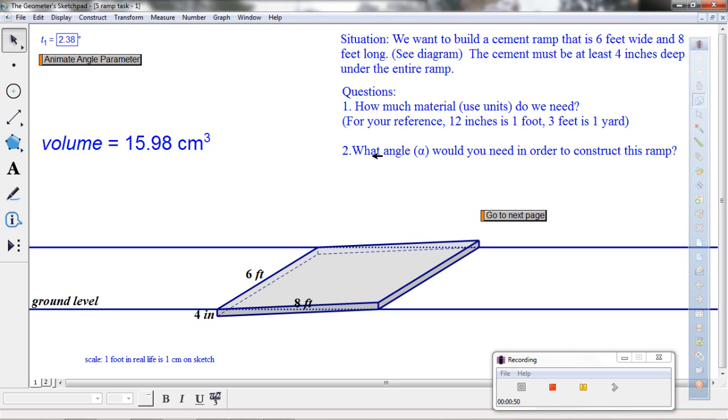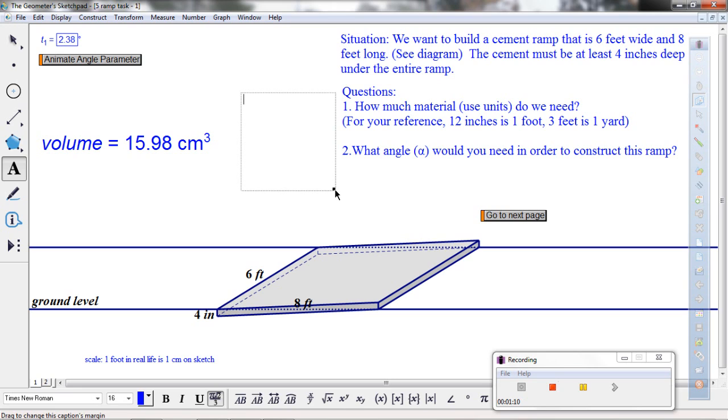The second question is, what angle would you need in order to construct this ramp? So we're looking at the angle here, which in order to do this problem, students would need to know about tangent and trigonometric functions in a right triangle from at least their geometry class. So they would say tangent of the angle equals opposite over adjacent. So then they could tell you that the opposite of the angle would be 4 inches, which would be 1/3 of a foot. The adjacent side would be 8 feet.